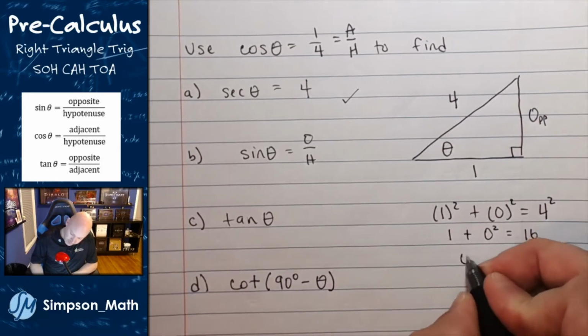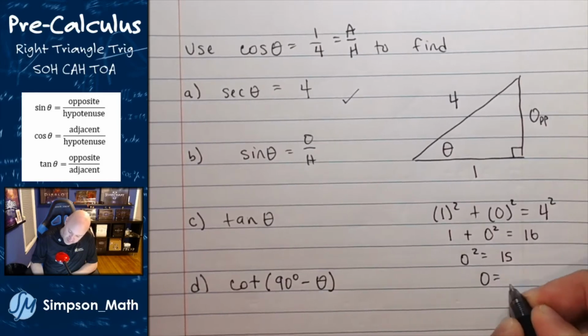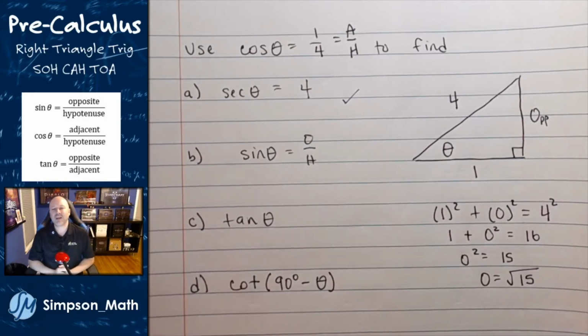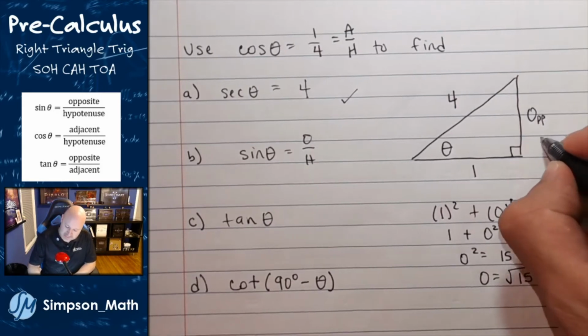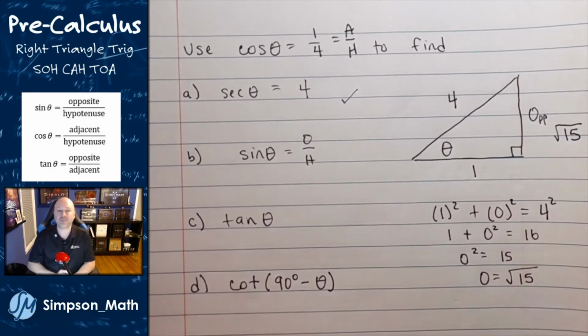Solve for O squared. Take the square root of both sides. The square root of 15, I could bust up 15 into 5 and 3, but those are not perfect squares. So I'm just going to leave the opposite side length as the square root of 15.